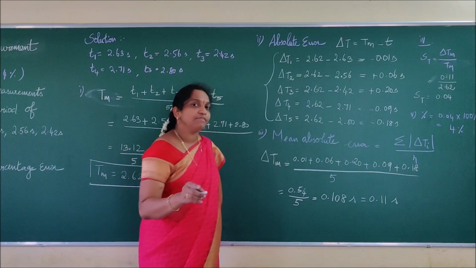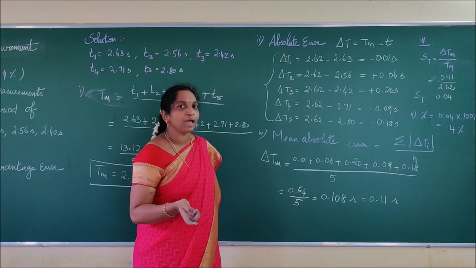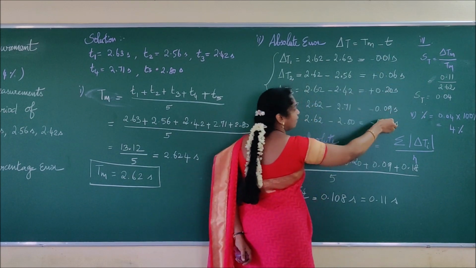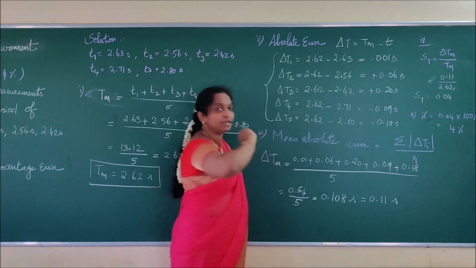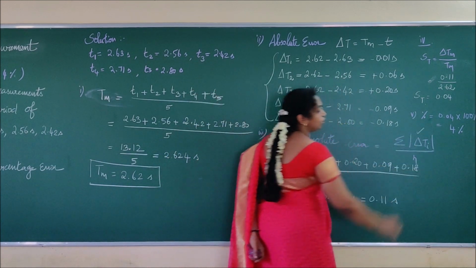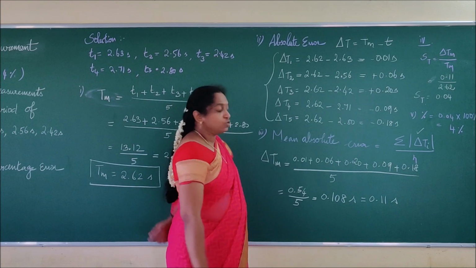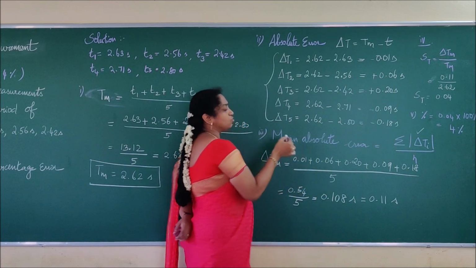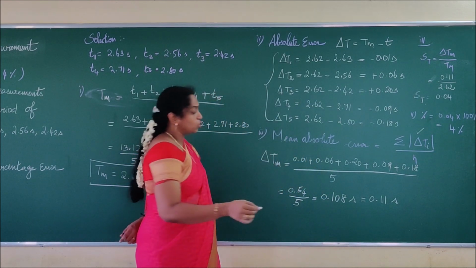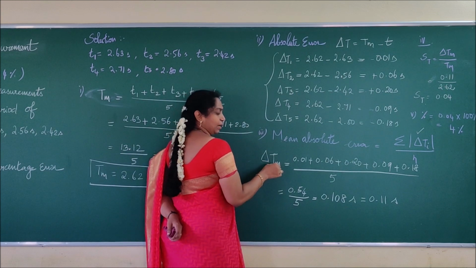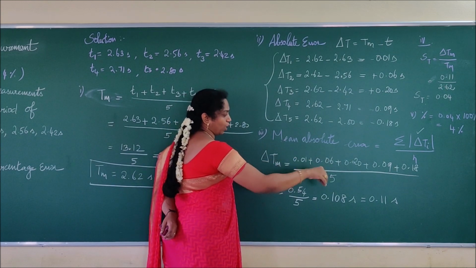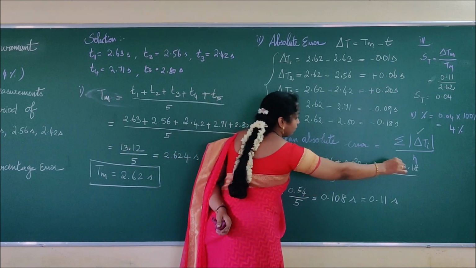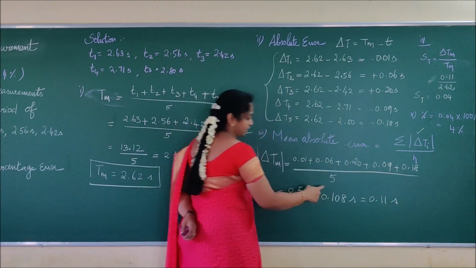The mean absolute error will be taken in terms of magnitude. Why are we taking magnitude? In order to eradicate the negative and positive signs. We have to take only the value. We should not consider the negative and positive sign. That's why we are representing the value in terms of magnitude. A mean value means adding all these 5 terms and dividing by 5. That will give you the mean absolute error. It will be given by the symbol del Tm. So it is a magnitude value. We add all the values and divide it by 5.